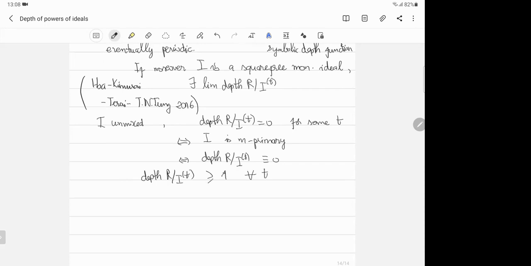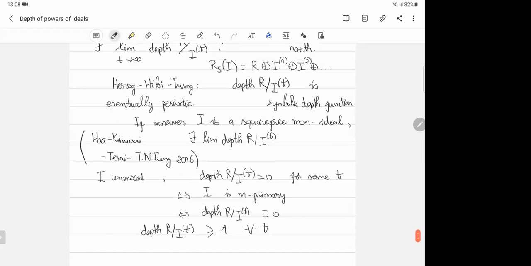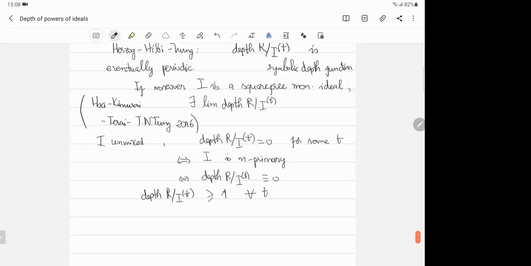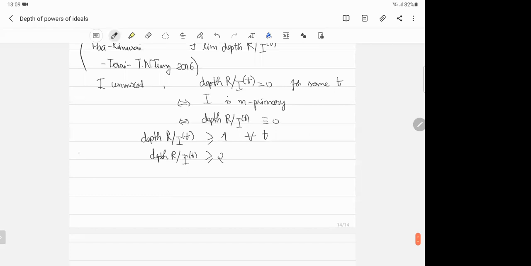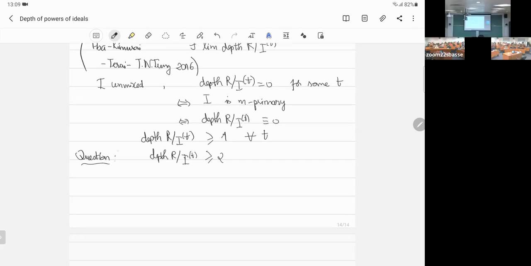This is the first interesting case, and if you want this symbolic depth function to be eventually periodic, then at least you should have some value at least 2 somewhere, right? If it is only 1, then of course it is convergent. So this will be what we are interested in.